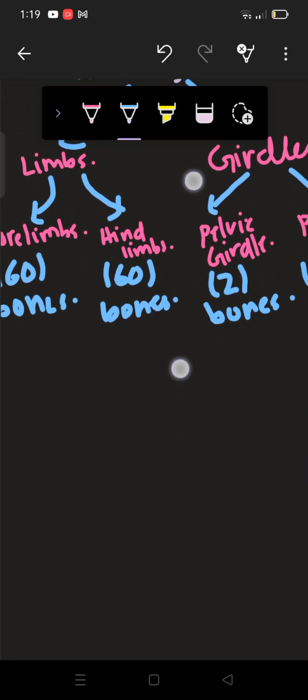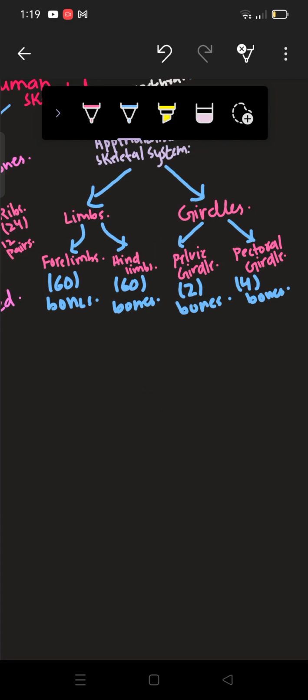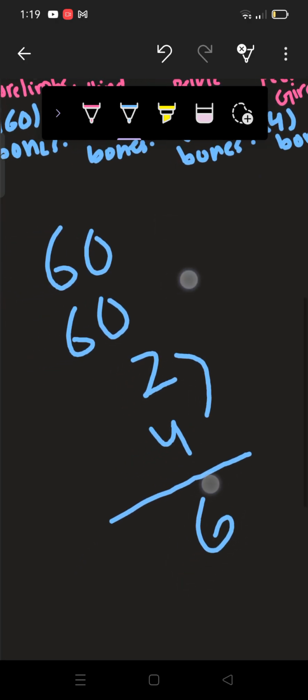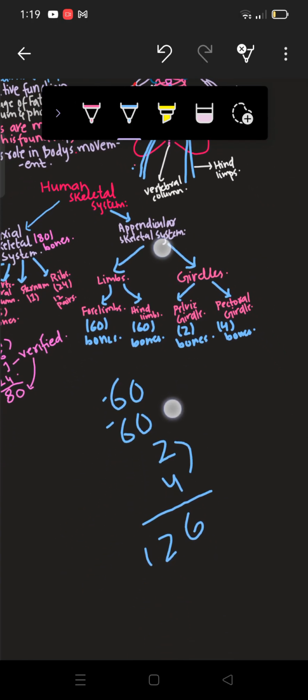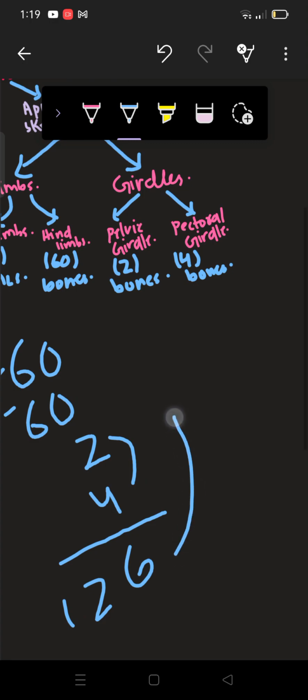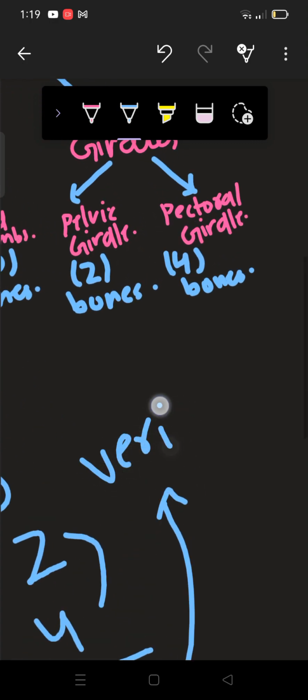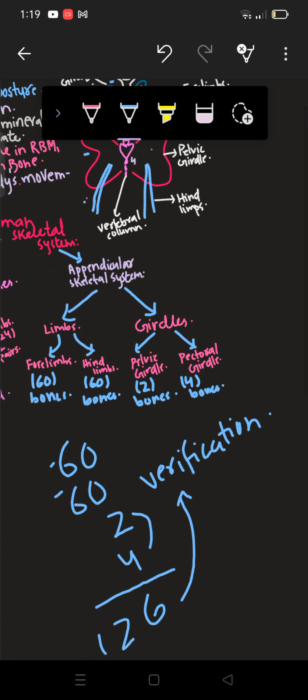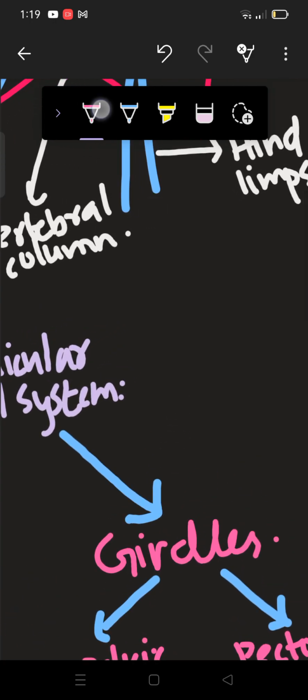So let me count this as well, so that I can write the total number of bones in the appendicular skeletal system. So 60 of forelimbs, 60 of hind limbs, 2 of pelvic girdle, and 4 of pectoral girdle. As you can count this, 2 and 4, 6 I have written here, and 6 and 6 is 12. So 126 bones are present in what? This is the verification. Let me write this. And how many bones are present in the appendicular skeletal system now?